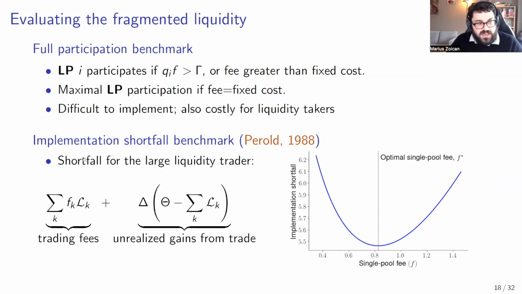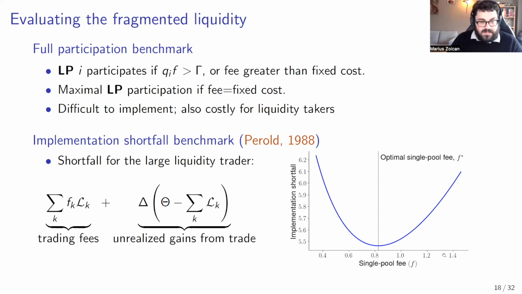So then at the end of the day, we came up with a benchmark that resembles the implementation shortfall from the classical Perold 1988 paper. So we're looking from the perspective of the large liquidity trader, what are the costs? So first of all, are the fees that they pay, right, on both the high and the low fee pool, proportional to the liquidity that's available there. And then you have unrealized gain from trade. So if people don't participate in the market, then when the large liquidity trader comes, they can only trade up to the sum of the endowments of the people who participate, and there's going to be an unsatisfied demand.